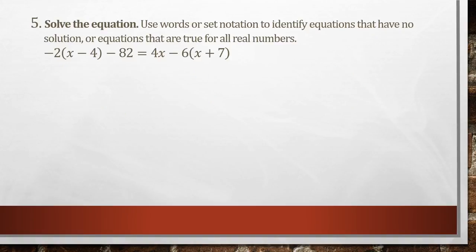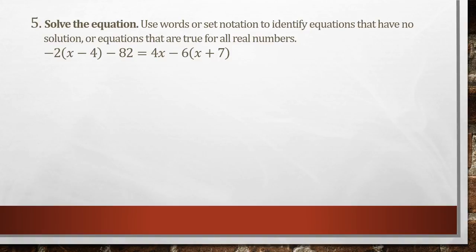Number 5, solve the equation. It says use words or set notation to identify equations that have no solution or equations that are true for all real numbers. So this one says to solve. This is an equation, so we're going to have x equals some number if we have a true solution. We're going to have to see if there's no solution or if the solution is all real numbers. We'll have to check that.